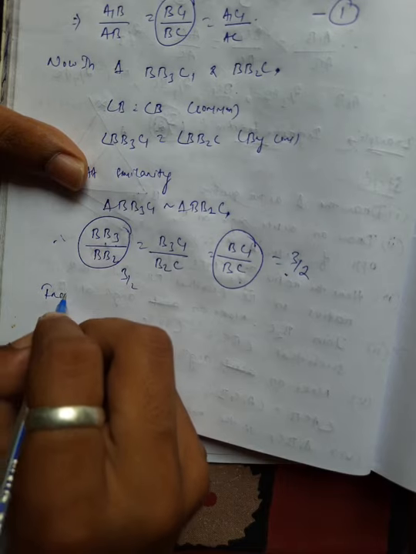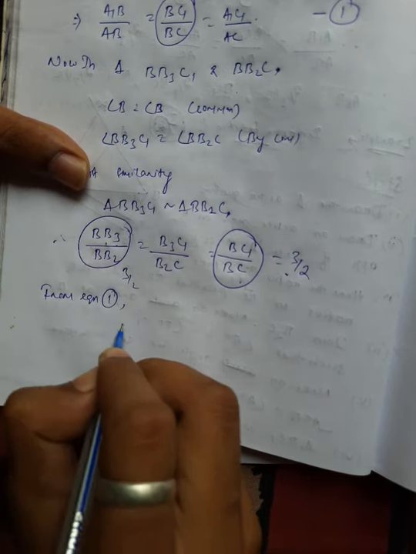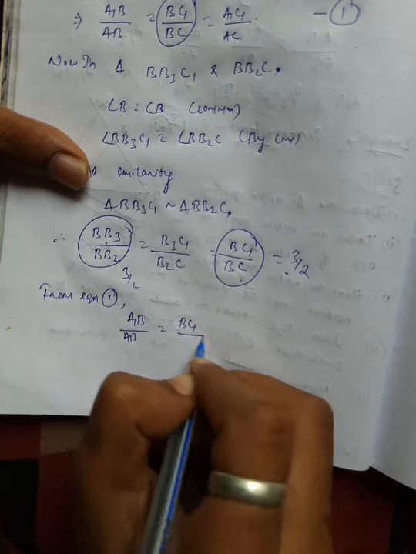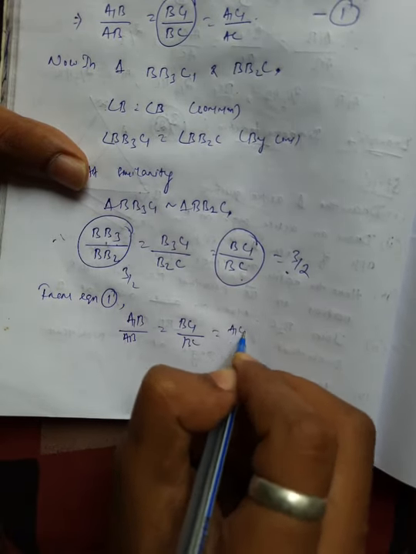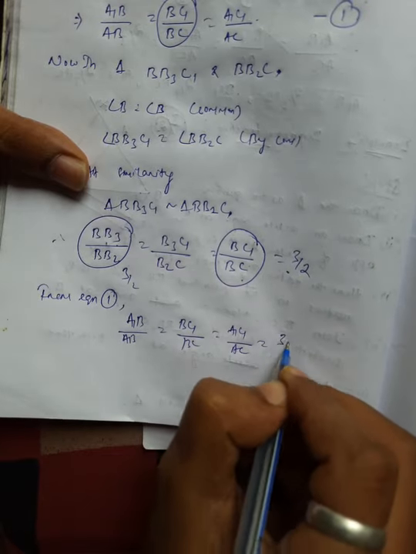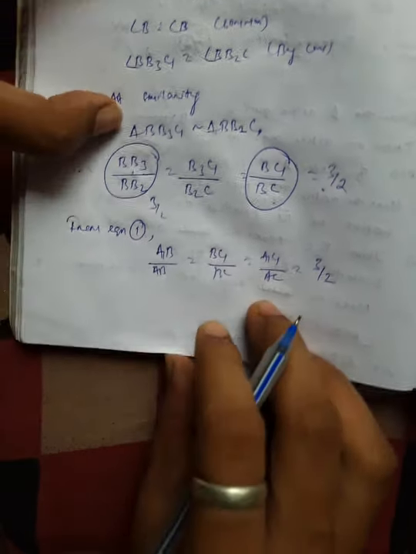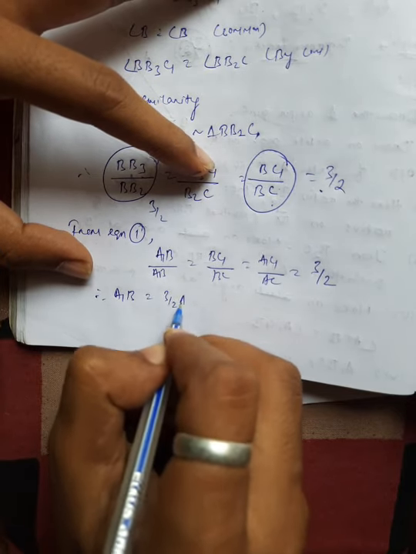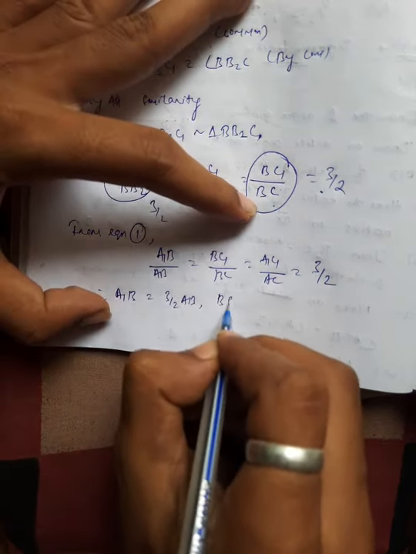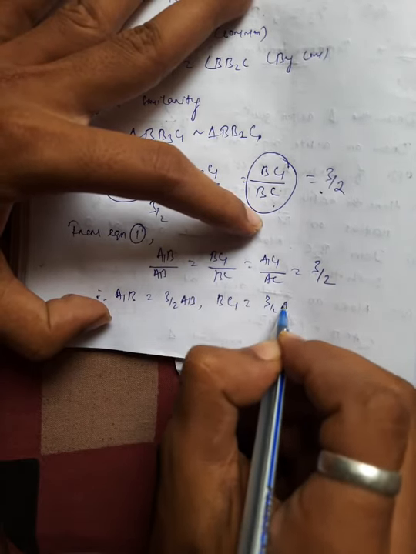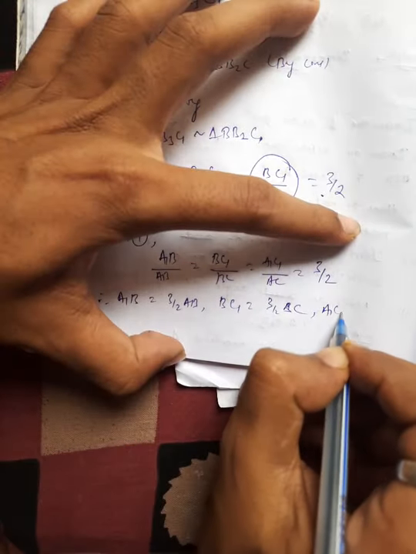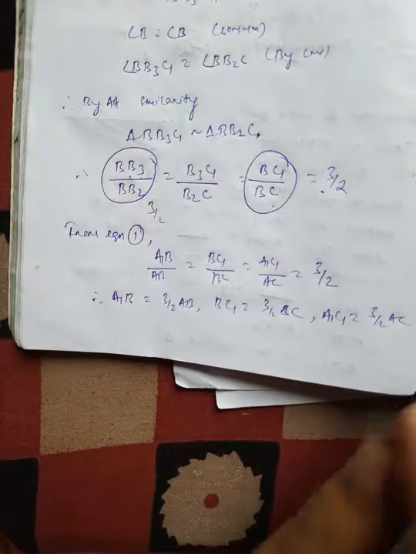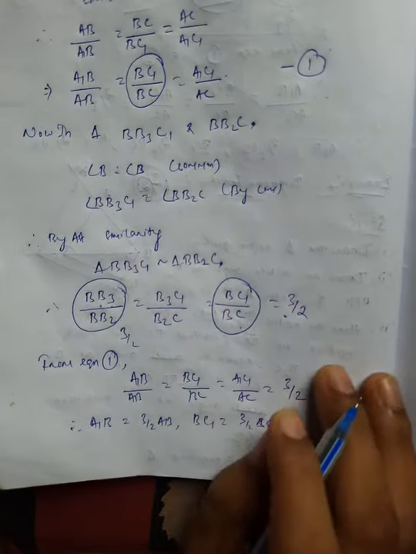From equation 1 we can write A1B by AB equals BC1 by BC equals A1C1 by AC equals 3 by 2. Therefore A1B equals 3 by 2 of AB, BC1 equals 3 by 2 of BC, also A1C1 equals 3 by 2 of AC. So here the justification is complete.